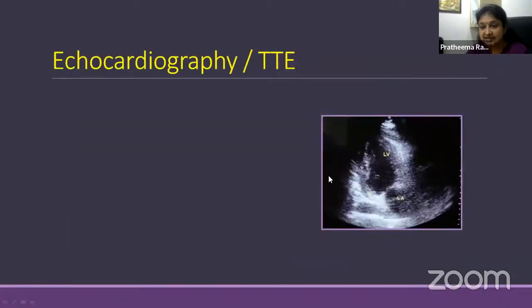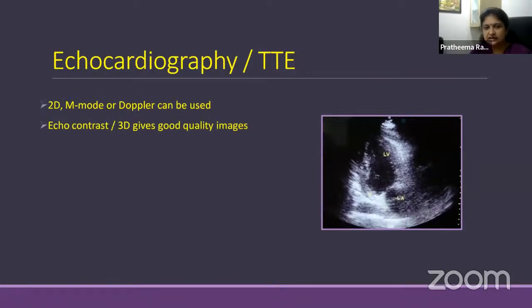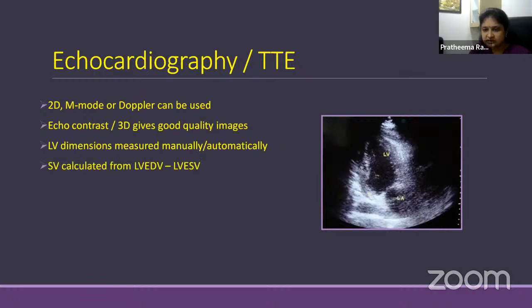So then comes the TTE. Here we have all the modes, 2D, M mode and Doppler, which can be used, and echo contrast. 3D images also can be seen in this. And all the LV dimensions we can measure manually or automatically. Then the TEE is basically like a Ryle's tube or an endoscopy.